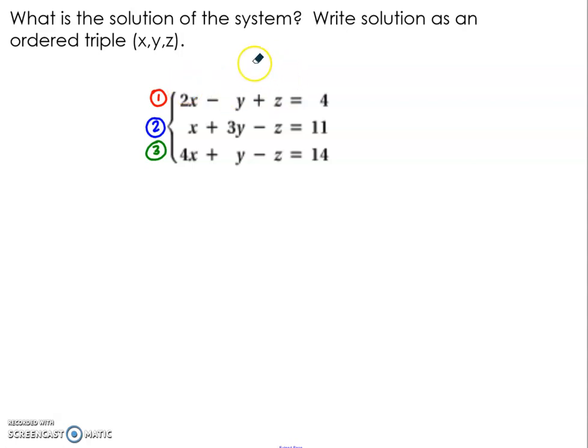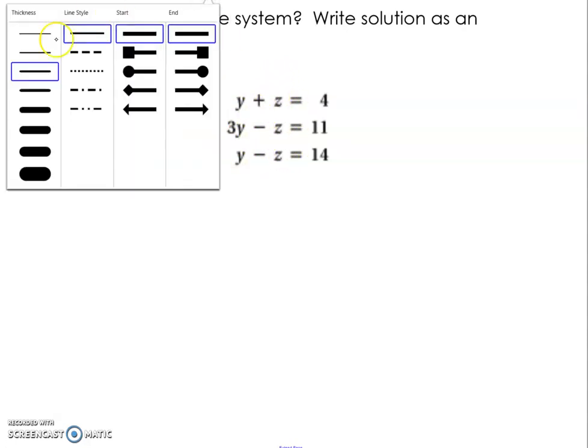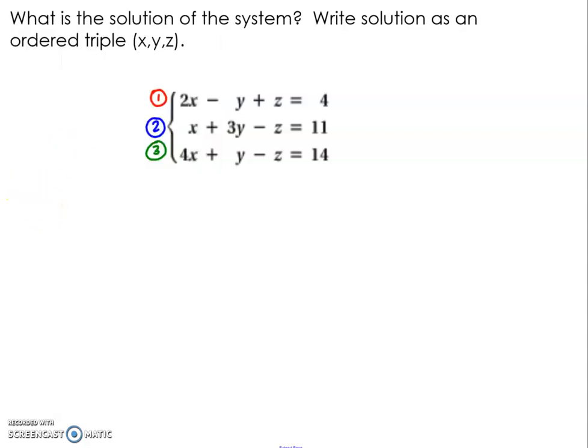So the first thing we want to do is look at all of the variables and see which would be the easiest to eliminate from all three equations. So again, you can choose any of them, x, y, or z. I think z would be easiest because they all have a coefficient of 1. So I have to use 2 of them at a time. So I'm going to use 1 and 2 first.